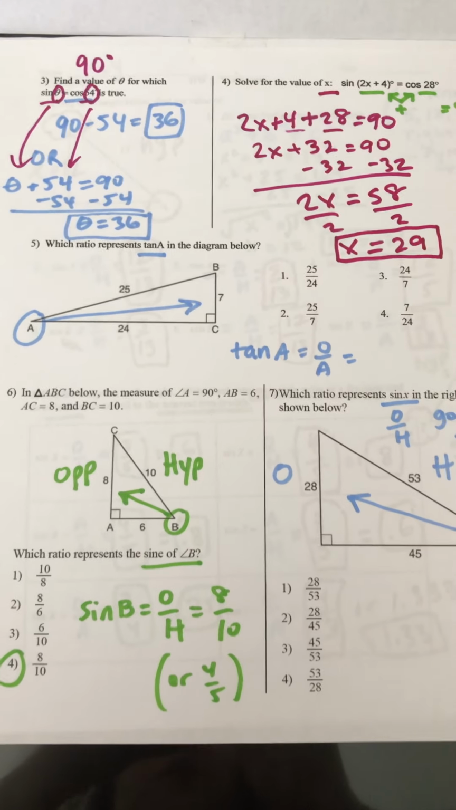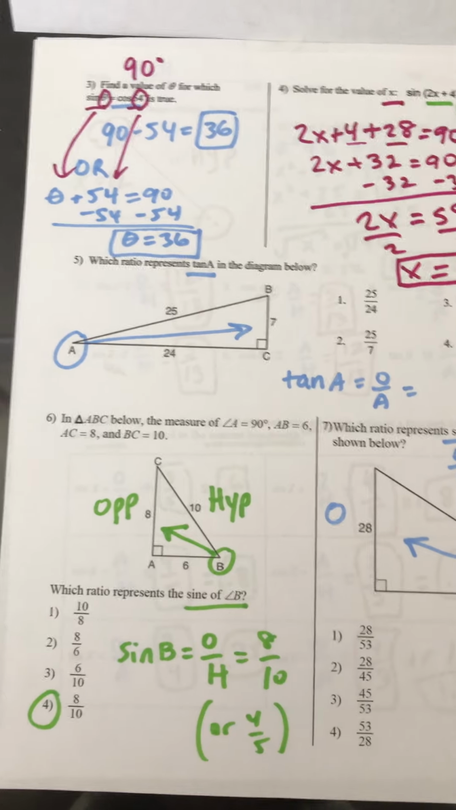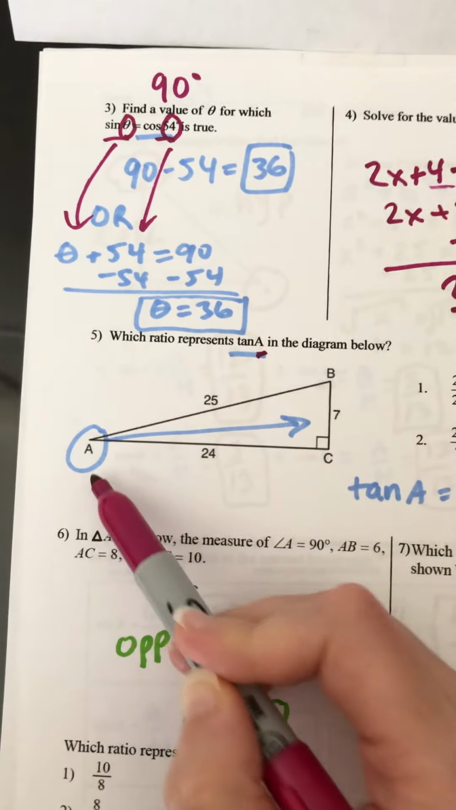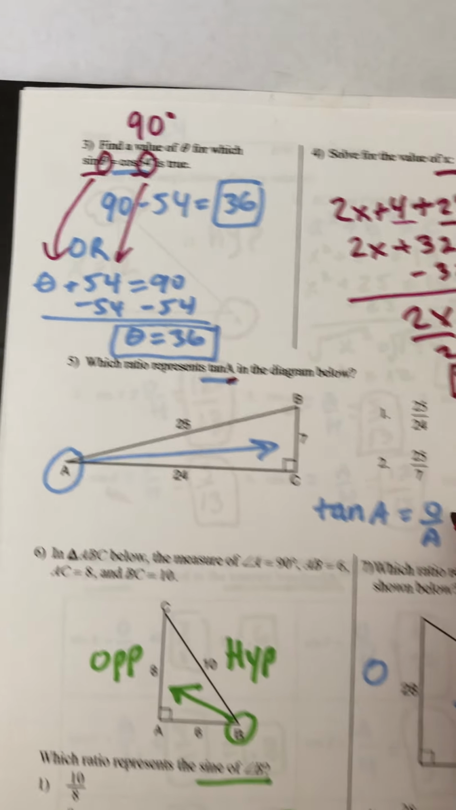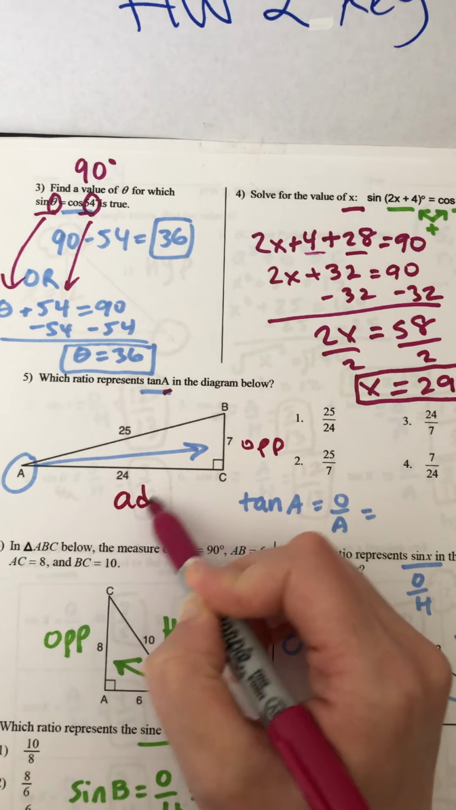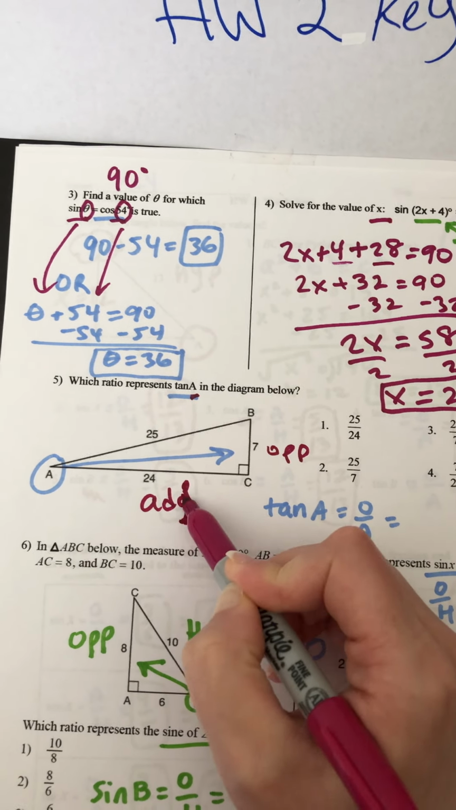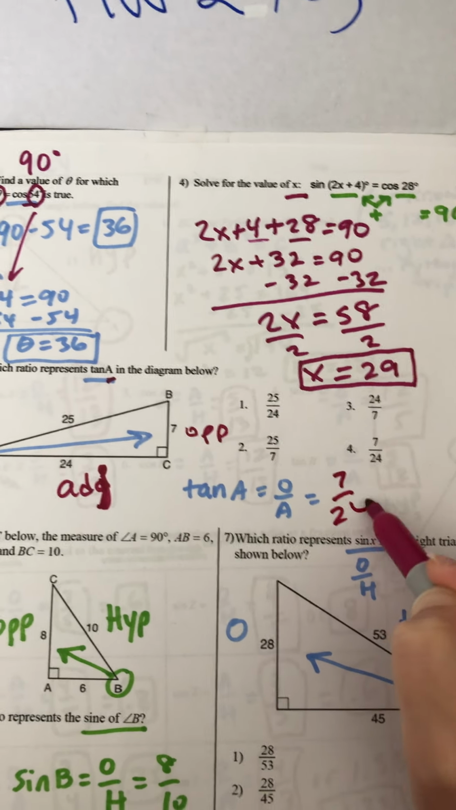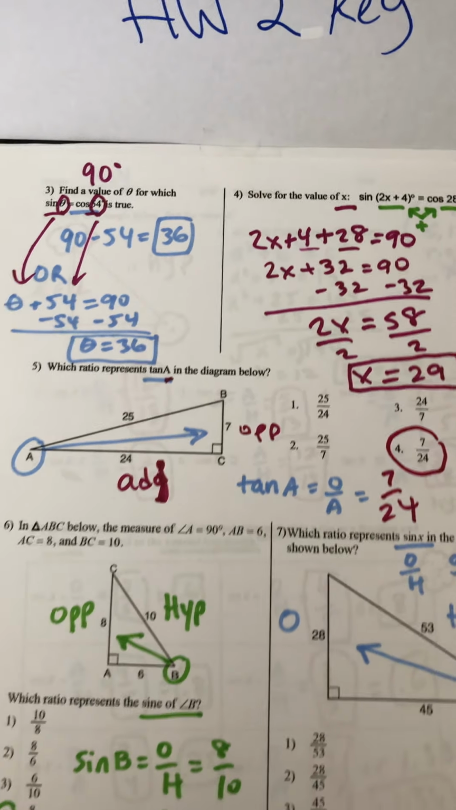The last 3 questions are multiple choice questions regarding a specific trig function. This one's tan A. So that means I go to angle A, there's angle A. Tangent is opposite over adjacent. Opposite, adjacent. Oops, that's a J. Adjacent, so that's 7 over 24, that's choice 4.